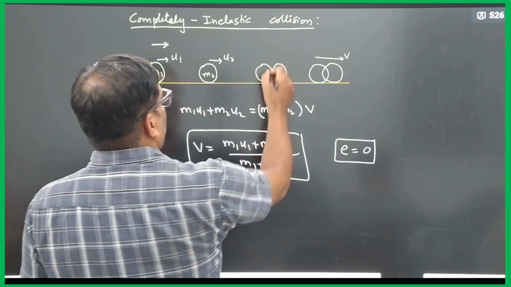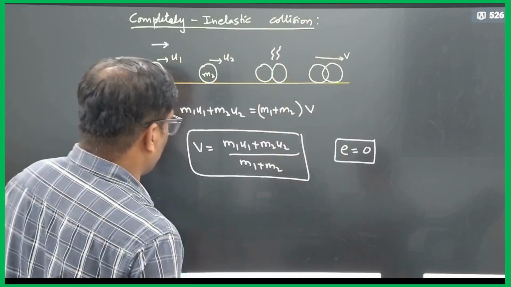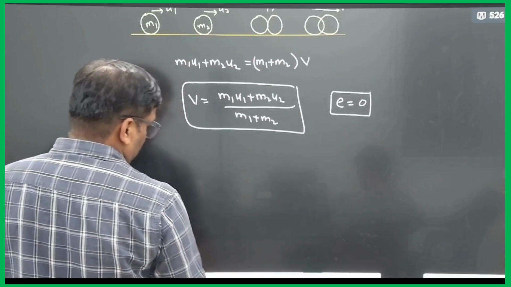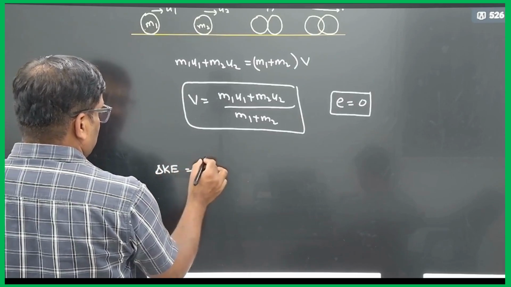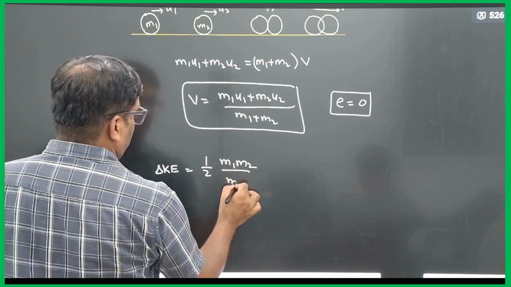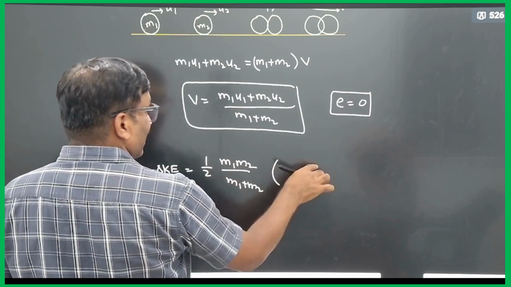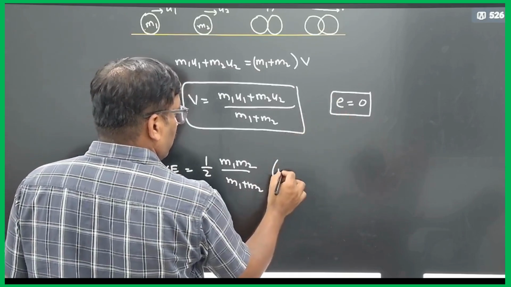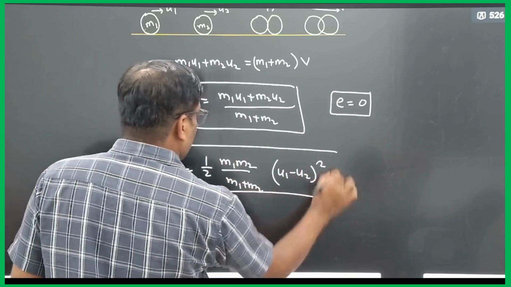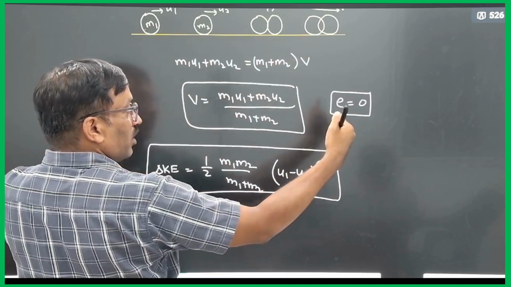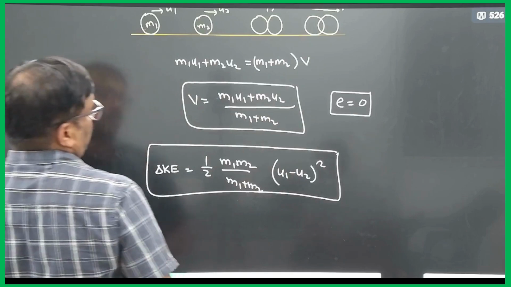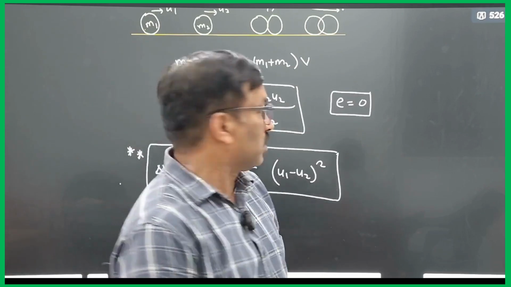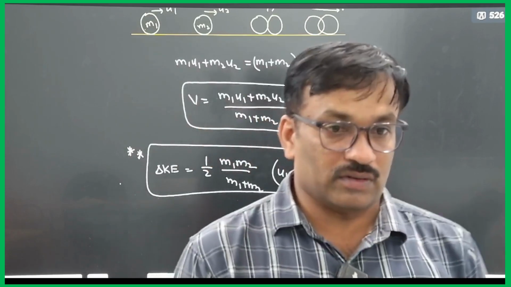There will definitely be energy loss, since inelastic means energy loss. How to write it? Use the same formula, just substitute e equals 0 in the previous equation. The energy loss is half m1 m2 by m1 plus m2 into 1 minus e square; e was 0, so 1 minus e square becomes 1, times u1 minus u2 whole square. Again, if they are going in the same direction you can use this; if they are going in the opposite direction, you have to take it as positive. In this way you can calculate the energy loss in a perfectly inelastic collision. Clear?